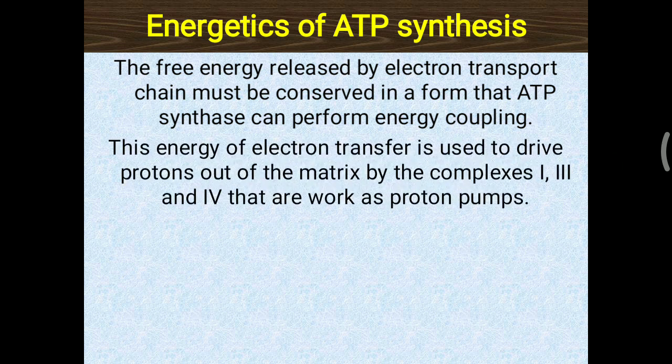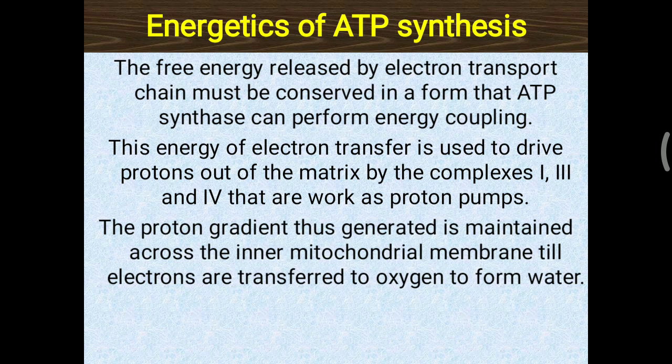The energy of electron transport is used to drive protons out of the matrix by complexes 1, 3 and 4. We have already seen that when electrons are transported through complexes 1 and 3, 4 protons are pumped out from the matrix of the mitochondria to the intermembrane space. In the same way for complex 4, but here only 2 protons are pumped out. They work as proton pumps, that is complexes 1, 3 and 4.